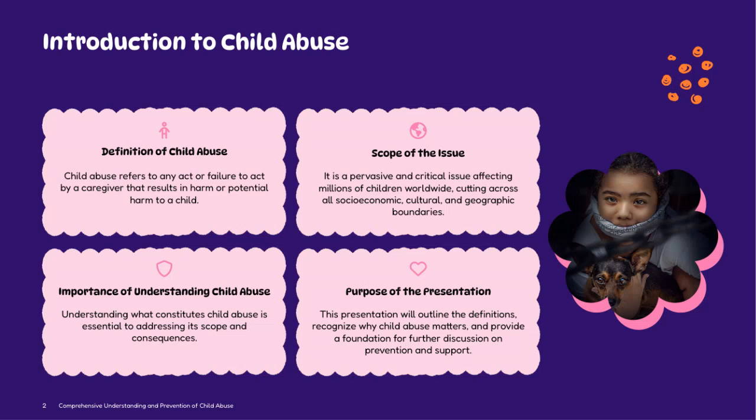Child abuse is defined as any action or neglect by a caregiver that causes harm or puts a child at risk of harm. It's important to realize that this issue is widespread, affecting millions of children around the world, regardless of their background or location. Understanding what child abuse really means is crucial because it helps us grasp the extent of the problem and the serious consequences it has. In this presentation, we'll explore the definitions in detail, discuss why addressing child abuse is so important, and set the stage for talking about prevention and ways to support affected children.